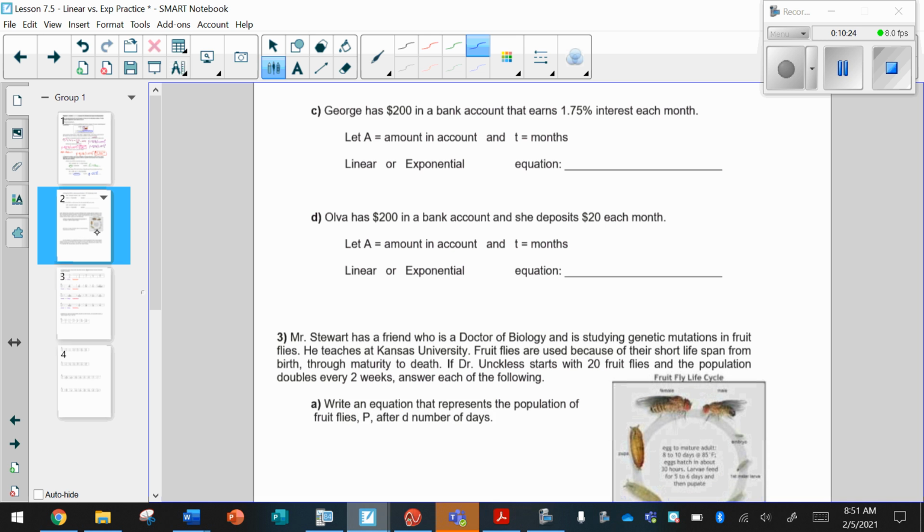Next one, George has $200 in a bank account that earns 1.7% interest each month. And this is exactly what we were doing on our opening example. So because it's a percent increase, we're going to need to use the formula y equals a times 1 plus r to the x. Remember that we have to convert our percentage rate to a decimal by dividing by 100 or moving the decimal 2 places over to the left. And now we can put our values into our formula.